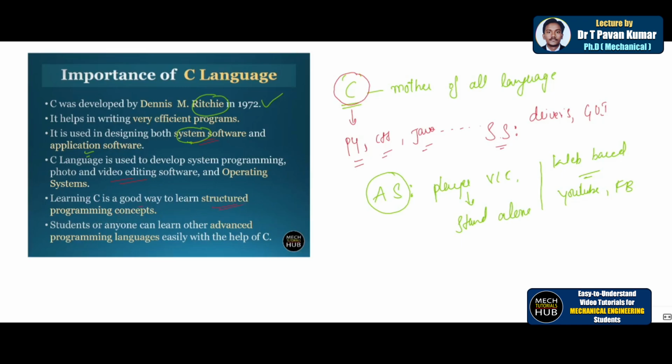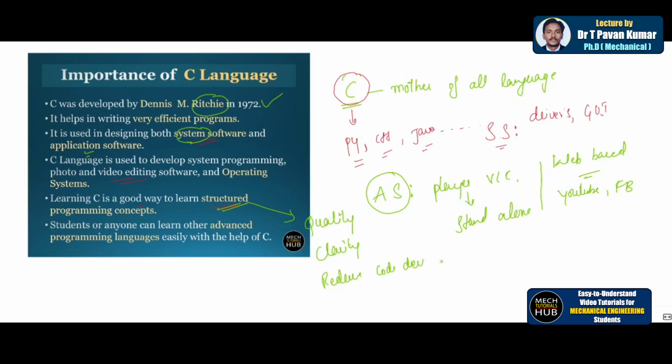Structured in the sense that C language is generally called a structured language. Why is it a structured language? Here, it improves the quality of programming, and it also gives you clarity of programming. It will reduce the code development time. That is the reason we call it a structured language.